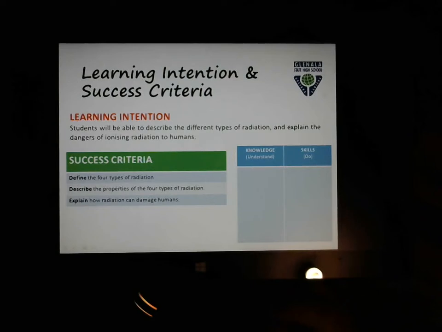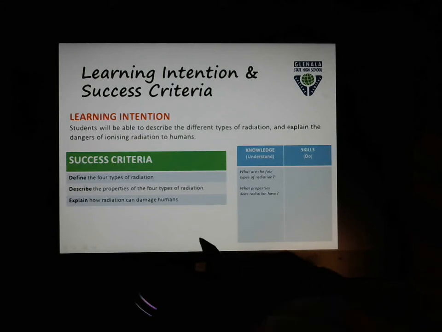Okay, now hopefully going through this, we can see we've got a lot of knowledge verbs here. There isn't much in the skills column, but we need to know what the four types of radiation are before we can define them. We need to be able to talk about the properties of these radiations. We need to know what these properties actually are. And finally, we need to know how the radiation damages humans in order to answer this explain verb.